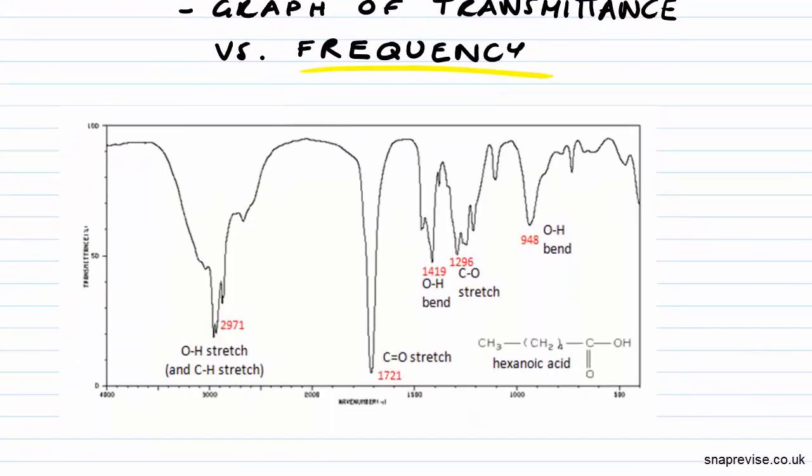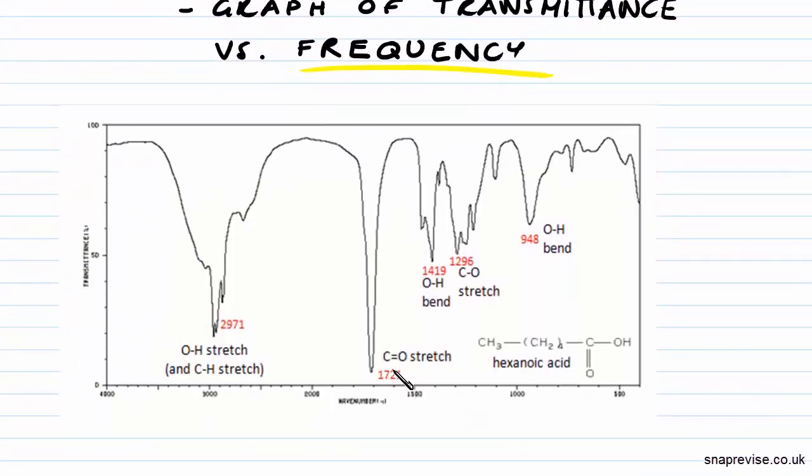So we produce something that will look a little bit like this, and you can see we have transmittance here on the y-axis and wavelength here on the x-axis. So it looks kind of like an upside down mountain, and each different peak corresponds to a different functional group, and that allows us to identify functional groups.